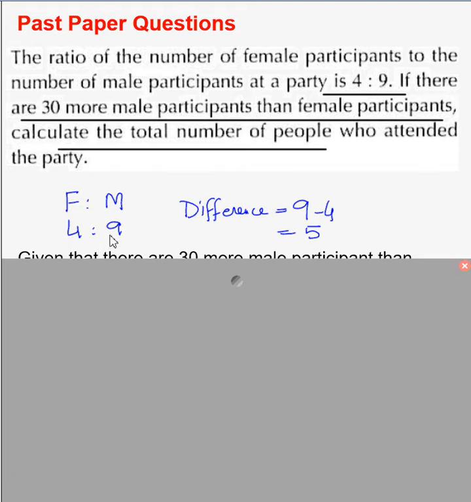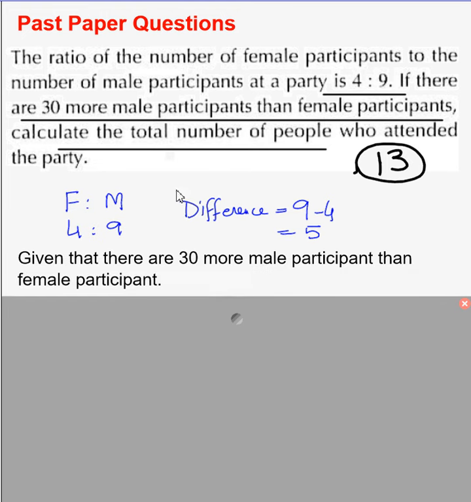Okay, so the easy way: the female to male ratio is 4:9, and the difference between them is 5 ratios, right? And when we are talking about ratio, we mean everything is equally divided. So whatever the total number of people is, if I add 9 plus 4, which is 13, it means those people are divided into 13 equal portions. And the male ratio is 5 portions more. This is the meaning of it.